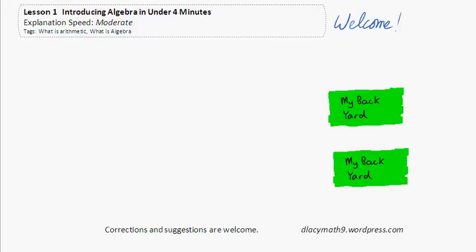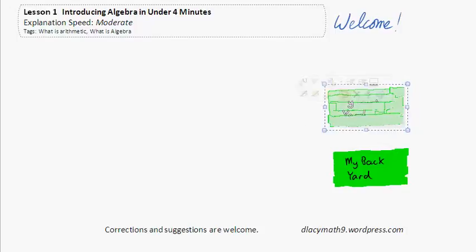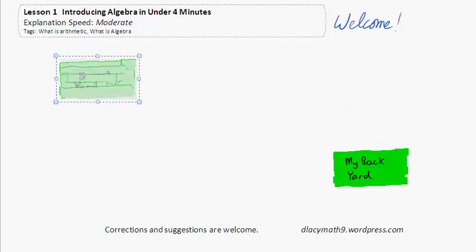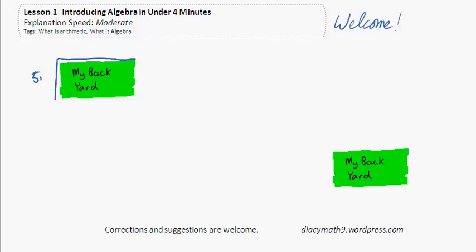I'm going to try to introduce algebra in under 4 minutes. Wish me luck. Well, suppose that I'm lucky enough to have a backyard, and I wish to put a fence around that backyard. So I'm going to make this fence rectangular. And let's suppose that this fence is 5 meters wide and 10 meters long.